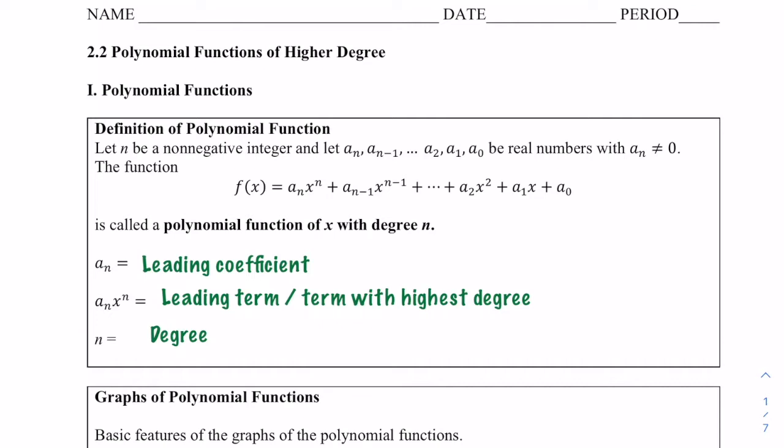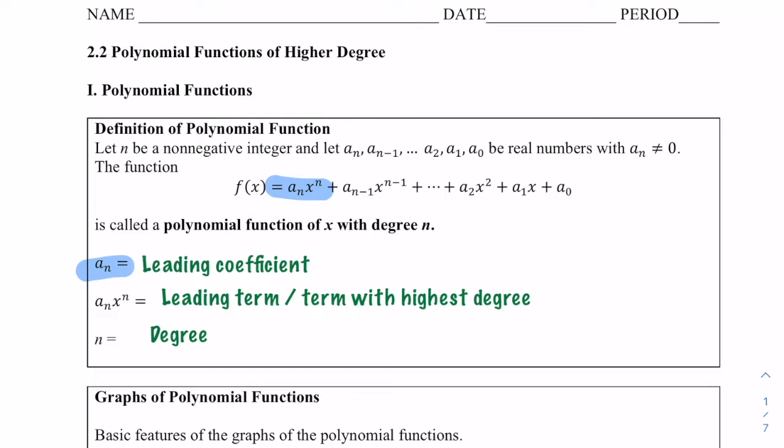Welcome back. Today we'll look at polynomial functions of higher degree. So polynomial functions are written in descending order of degree. We always want the first term to be the highest degree. So we say that a sub n will be the leading coefficient. It will be the number in front of that variable. Remember, if there is no number, we can assume that number is 1.